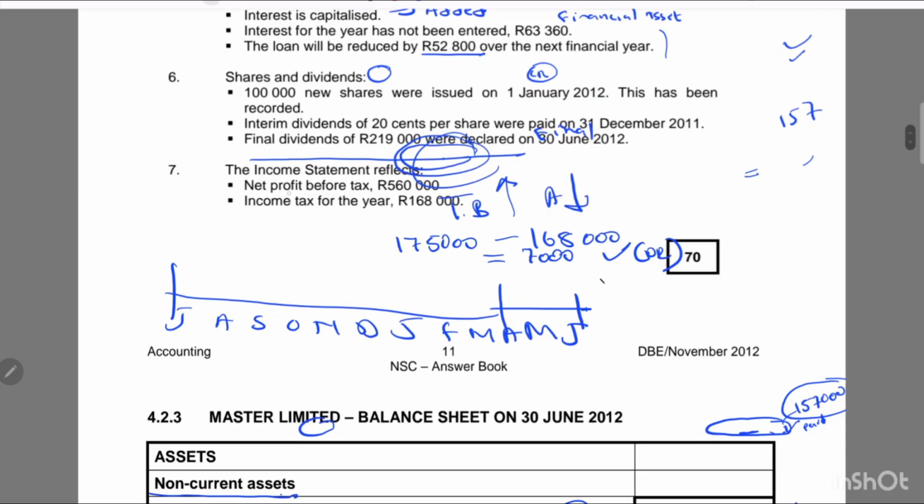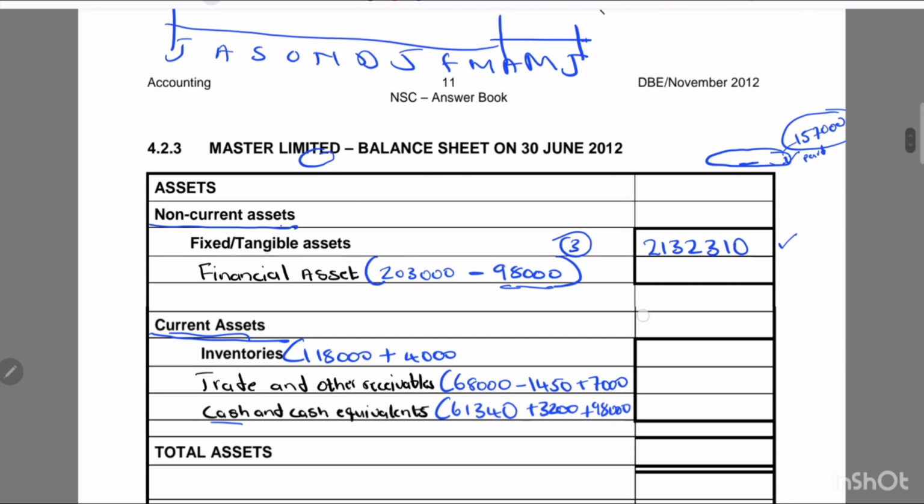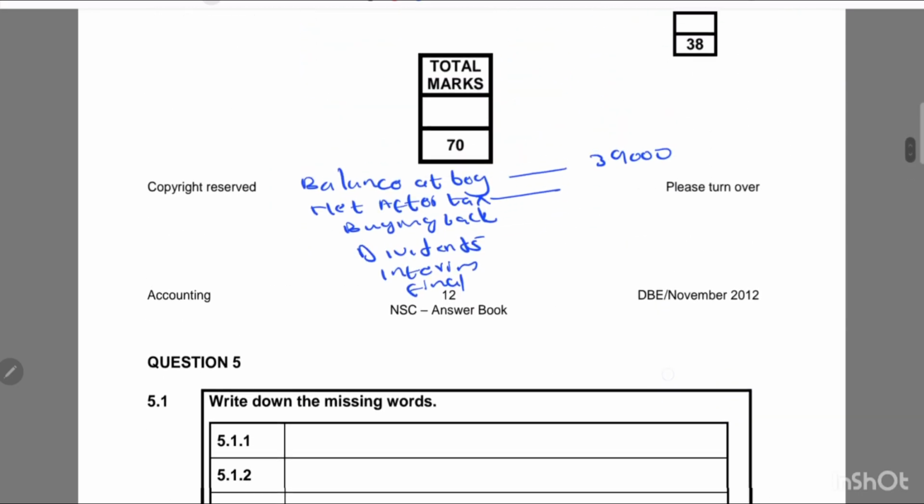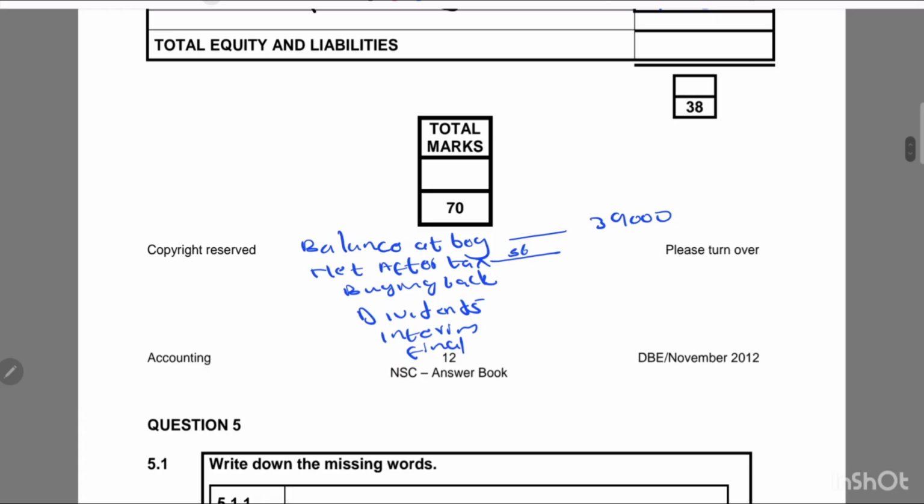Now we are given the net before tax, and we are also given the income tax. Then how do we get the after? It is the difference between the two. Now it's going to be 560 minus 168. The difference between the two, 560 minus 168, is going to be 392,000.